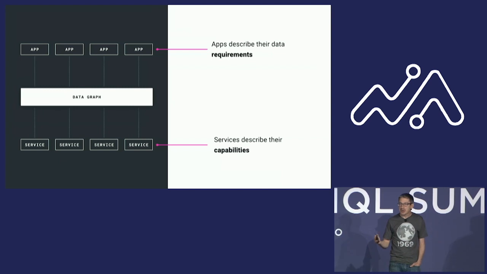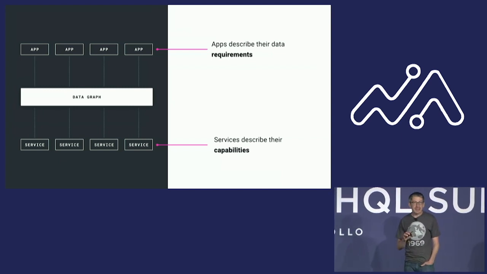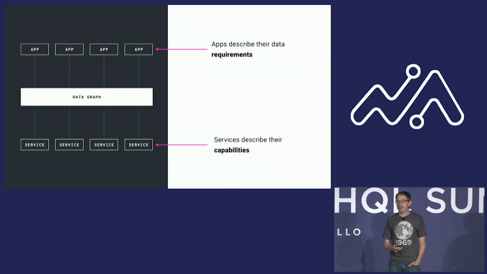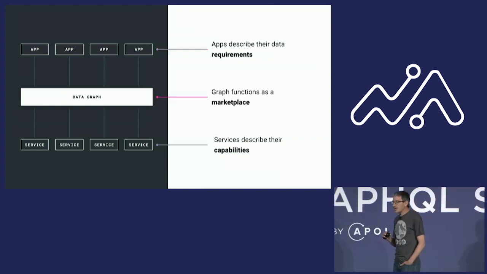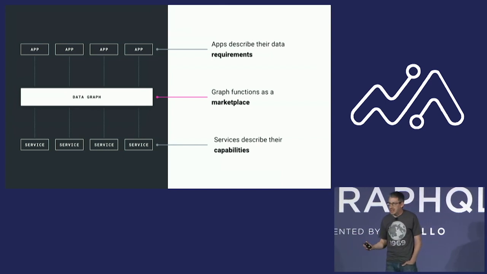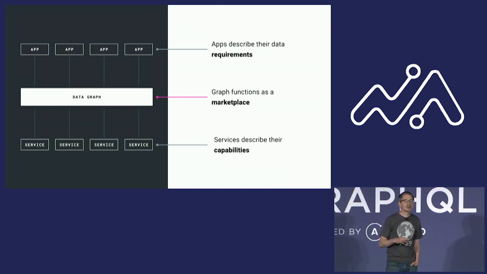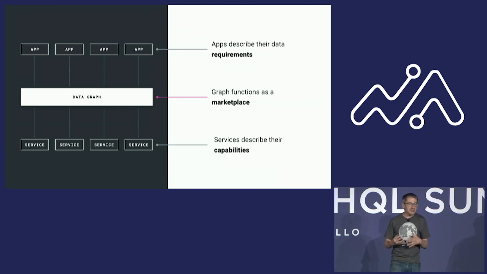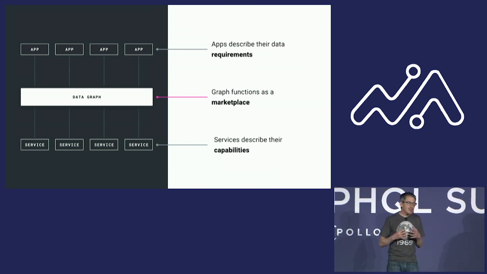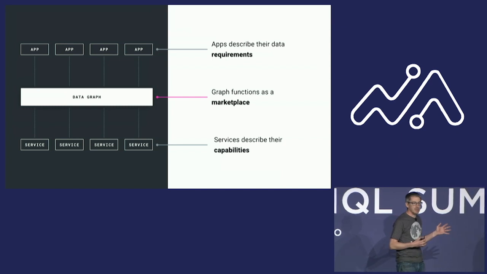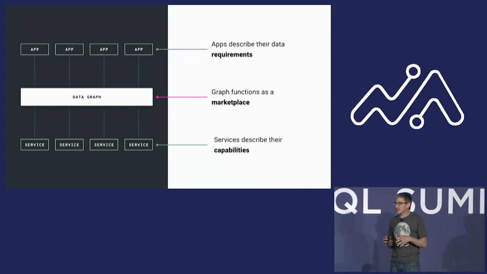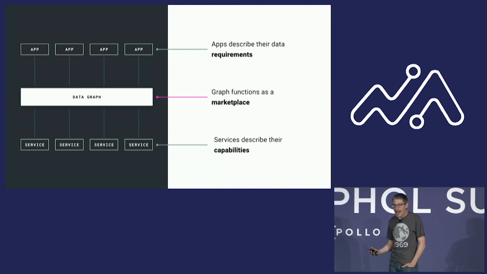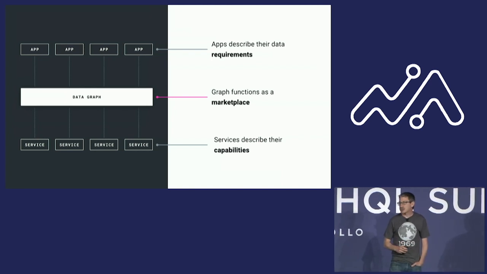Services describe their capabilities as GraphQL schema. Applications describe what they need, their requirements, as GraphQL queries. And the graph is a rendezvous point, or a marketplace, that connects the two together. And this architecture is what's driving GraphQL's extraordinary growth. When most people talk about adopting GraphQL, this is the thing they mean, a data graph. It's the architecture that best allows teams with existing data and existing apps to get on the GraphQL train and enjoy its benefits.